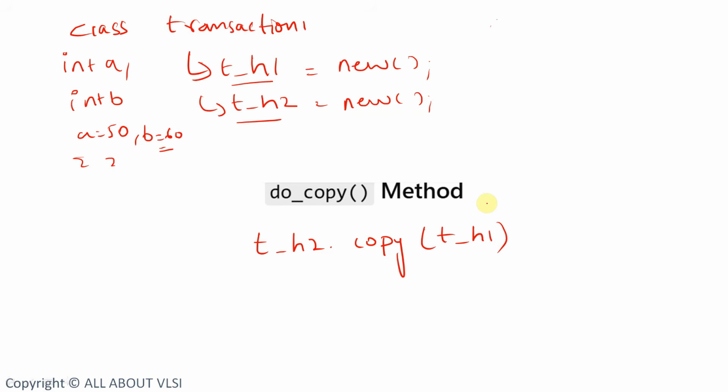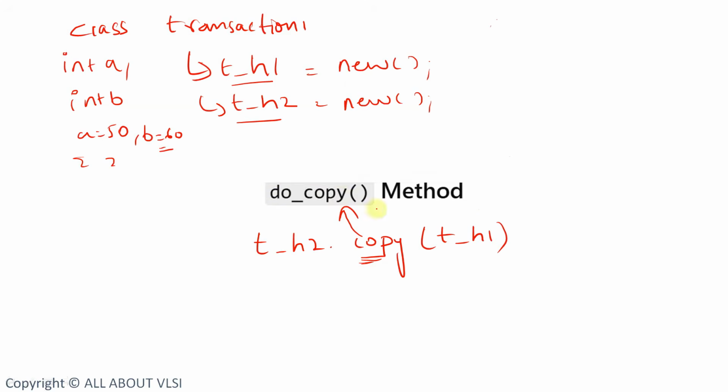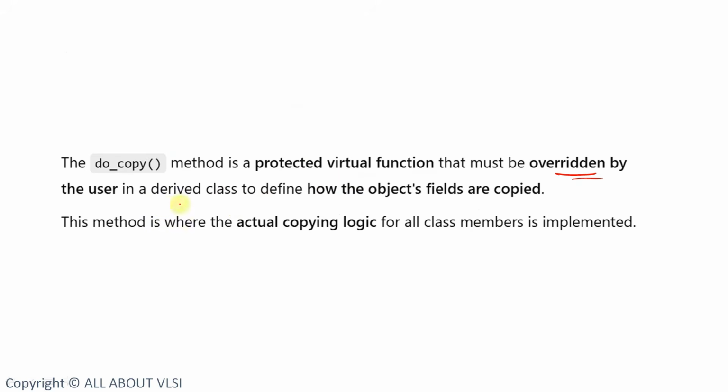And the shallow copy and the deep copy, which we have discussed in SystemVerilog, are also going to work. Using this copy method, the shallow copy, the deep copy, everything is going to work. And this copy method internally calls the do_copy method, which is a user defined protected virtual function that must be overridden by the user. So this do_copy method will be written inside our classes. It is overridden by the user in the derived class to define how the object's fields are copied. This method is where the actual copying logic for all the class members is implemented.